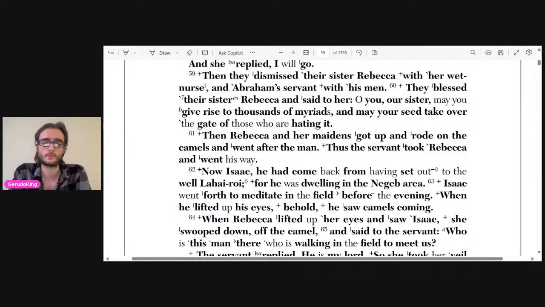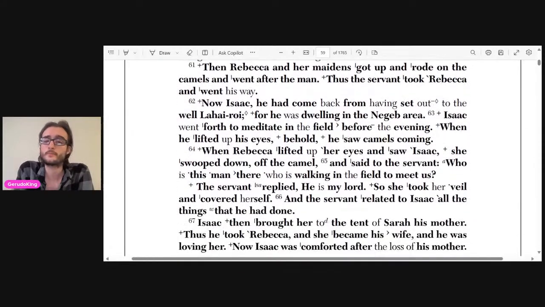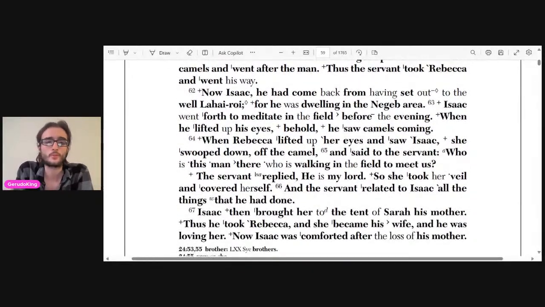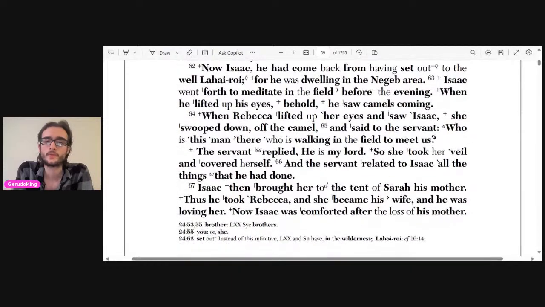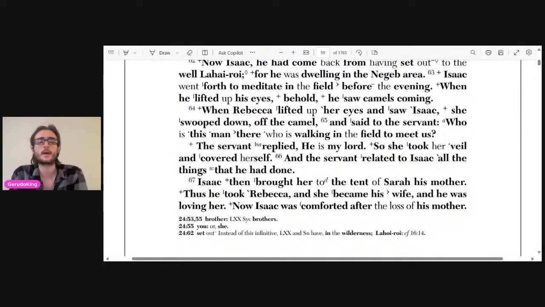Then Rebekah and her maidens got up and rode on the camels and went after the man. Thus the servant took Rebekah and went his way. Now Isaac, he had come back from having set out to the well Lehi-roi, for he was dwelling in the Negev area. Isaac went forth to meditate in the field before the evening.